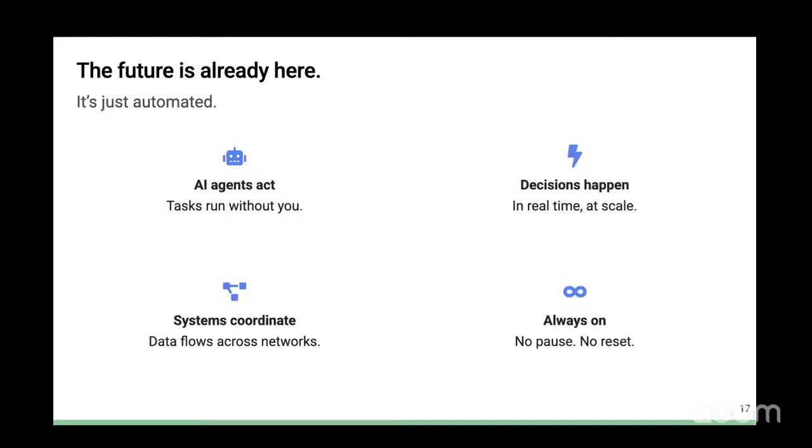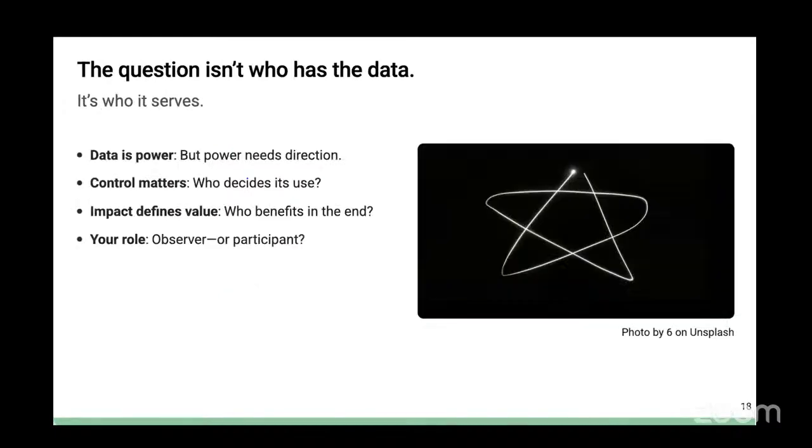And this isn't some distant future. It's already happening. Systems are learning, deciding, and acting continuously, often in ways we don't fully see. So the real question isn't who has the most data, it's who that data ultimately serves and what kind of future it creates. Thank you.